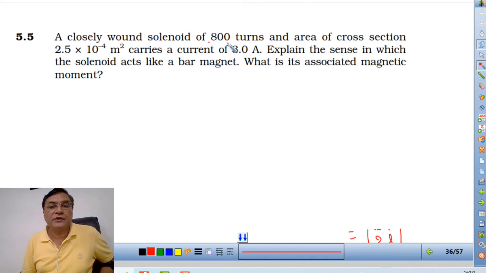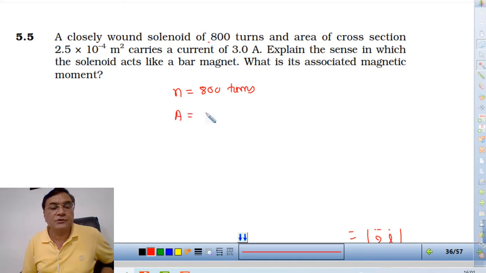A closely wound solenoid of 800 turns and area of cross section 2.5 into 10 raised to minus 4 meter square carries a current I of 3.0 ampere. Explain the sense in which the solenoid acts like a bar magnet. What is the associated magnetic moment?